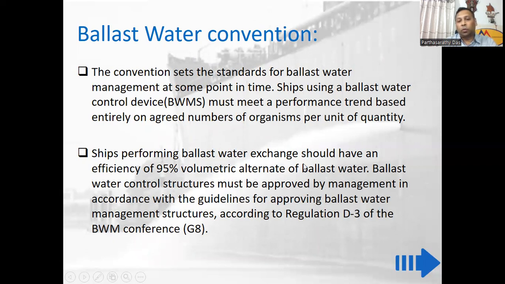Ships performing ballast water exchange should have an exchange of 95% of the water that they contain. Ballast water management systems must be approved in accordance with the guidelines for approving ballast water management systems, according to regulation D3 of the Ballast Water Management Convention.